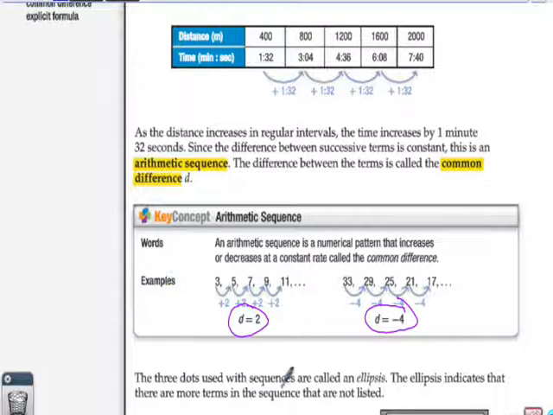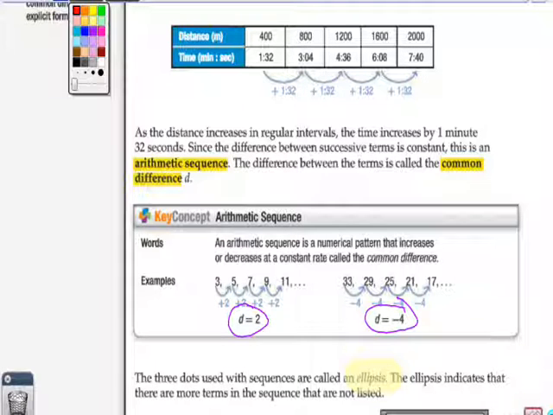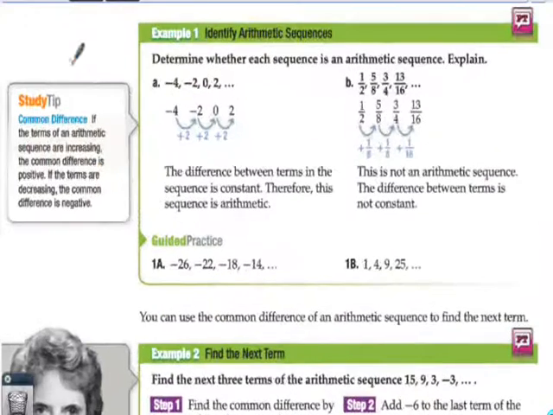The 3 dots used within the sequence are called an ellipsis, the plural being ellipses. The ellipsis indicates that there are more terms in the sequence that are not listed. So it implies that it keeps going, just like it does in English when we write, you know, we went here and we went there and we went all sorts of other places... There's more stuff that's not listed. So let's look at how we use this.